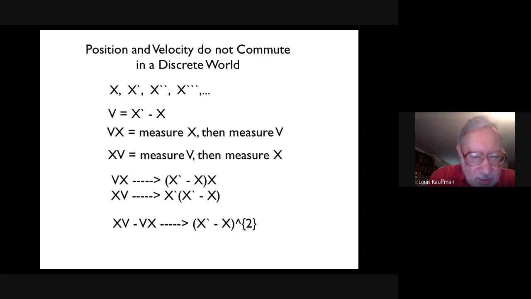And you can look at the difference between them. You can look at the difference between xv and vx. And as you see, assuming that the x's and the x primes all commute with one another, you get (x prime minus x) squared. You get the distance change squared. So you see, we're getting a commutator calculus related to discrete measurement. And this is coming from the fact that measurement depends on order.